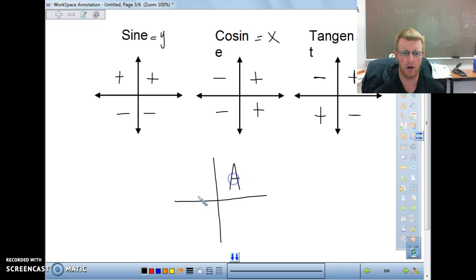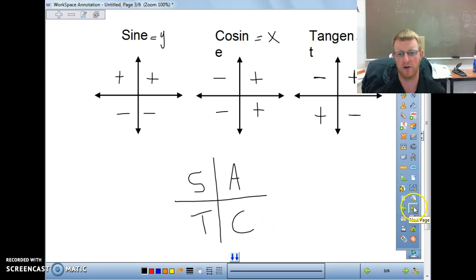And that is where we came up with the quadrant rule, all students take calculus. Everything is positive here, positive, positive, positive. Sine is positive here, everything else is negative. Tangent is positive here, everything else is negative. And then cosine is positive in the fourth quadrant and everything else is negative. So that's where the all students take calculus came in. Now this is going to be important, and you'll see why when we do this first example.